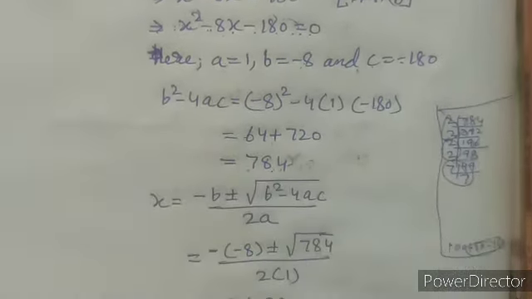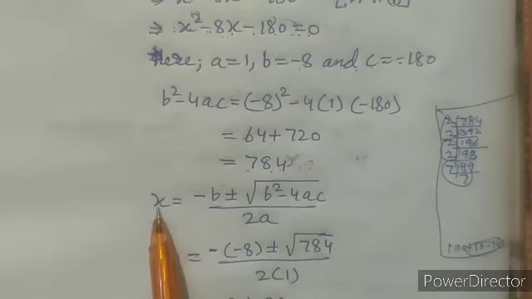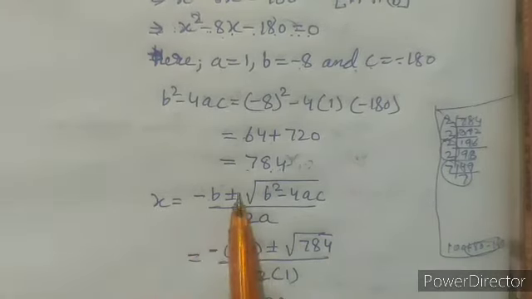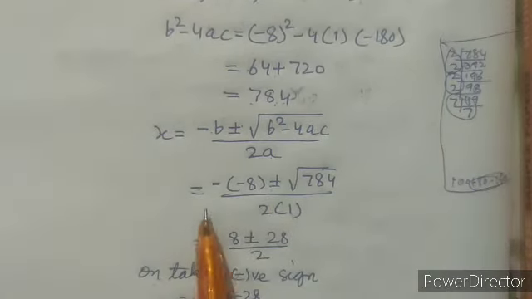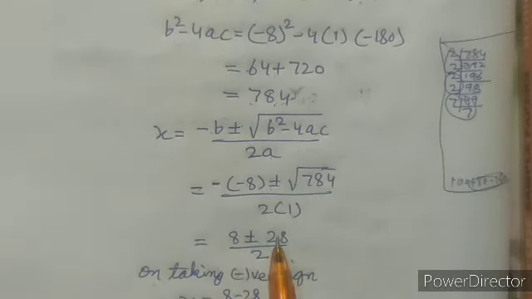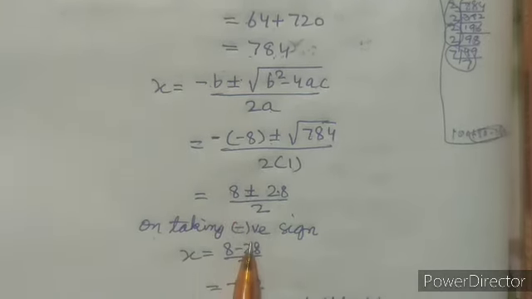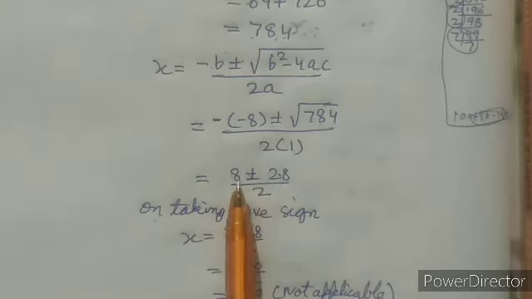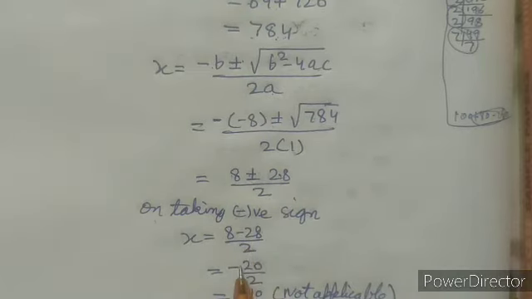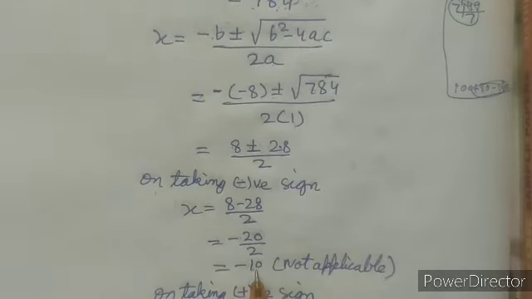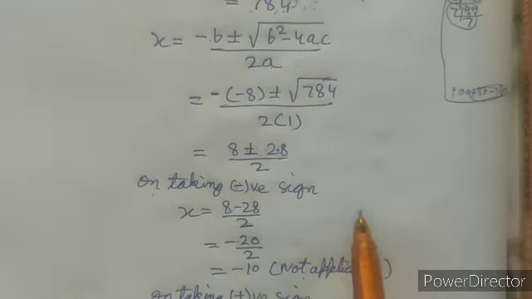Now therefore the value of x will be given by minus b plus minus under root b square minus 4ac upon 2a. Now on putting the value of a, b and c, we are getting it as 8 plus minus 28 upon 2, as the root of 784 is 28. Now first of all we will take the negative sign. If we take the negative sign of 28, then x will be 8 minus 28 upon 2, and that is giving us the answer as minus 10.